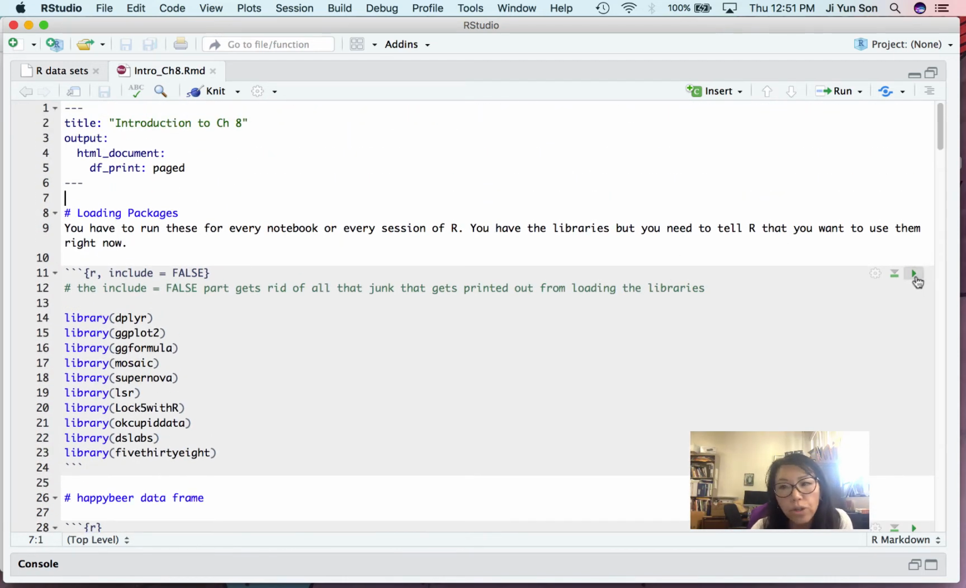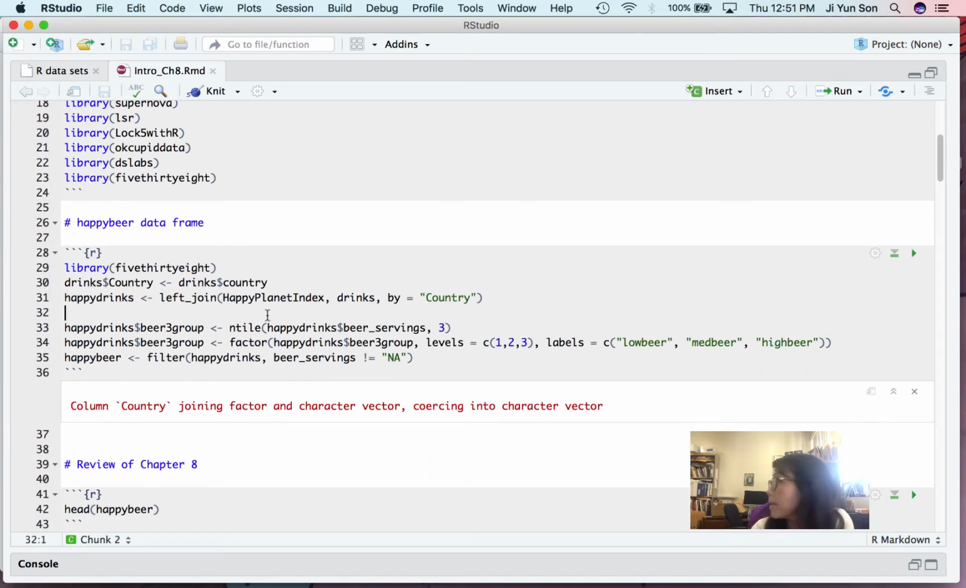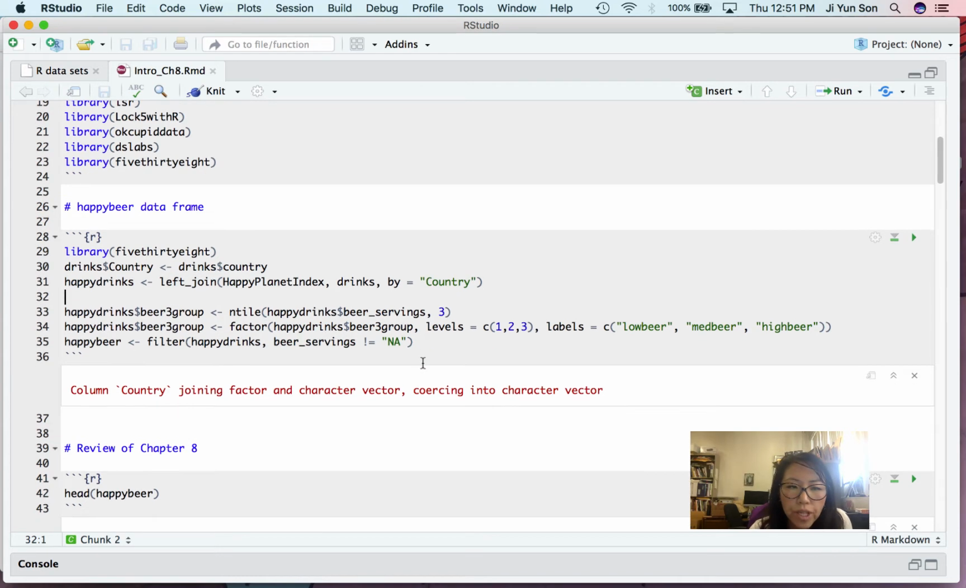First of all, I'm just going to load all my libraries, all my packages, because I have to tell R, hey, I might want to use these functions. And I'm also going to make this Happy Beer data frame. It's basically what we've been doing, except I'm filtering out any countries that don't have beer servings. So you could look at this closely, but it's very similar to what we did with spirit 3 groups. We're just doing it with beer 3 groups. I'm going to run that.